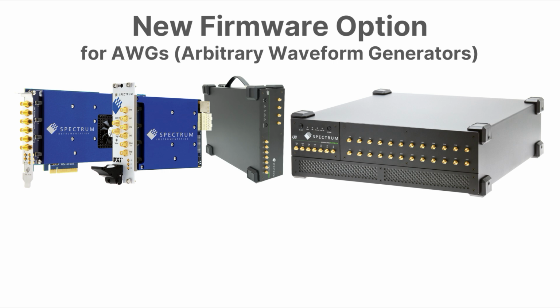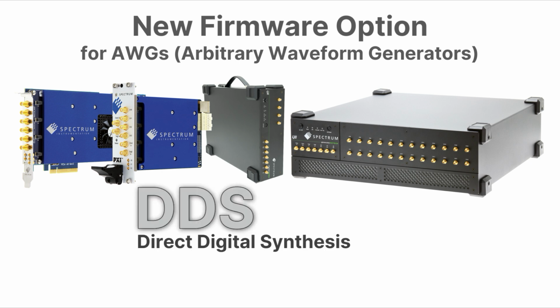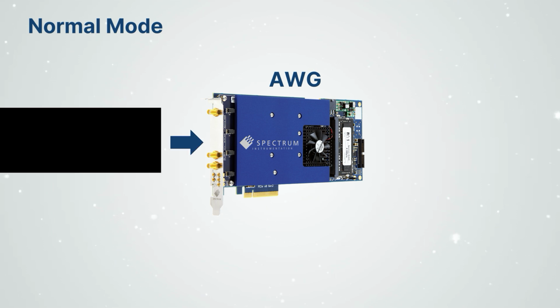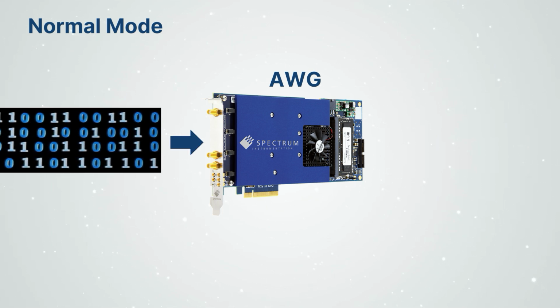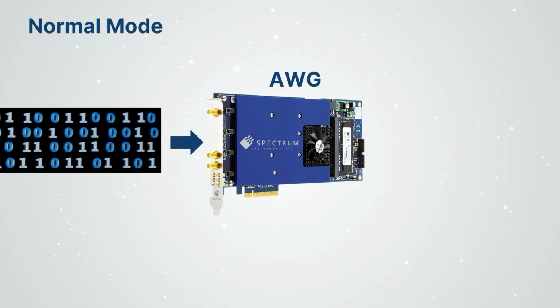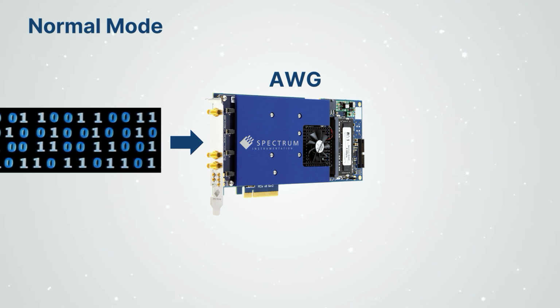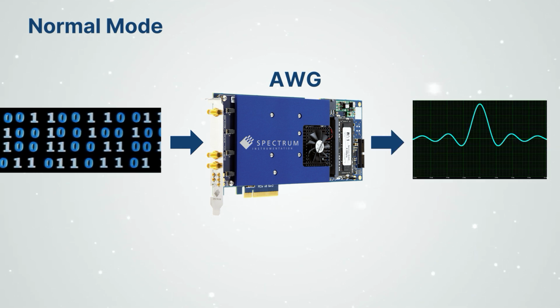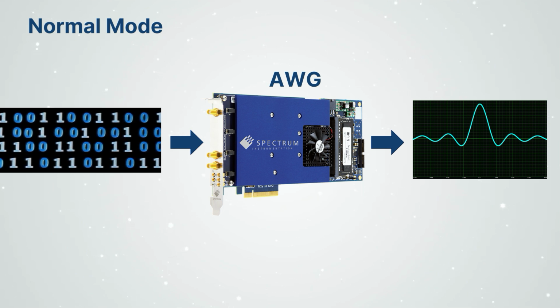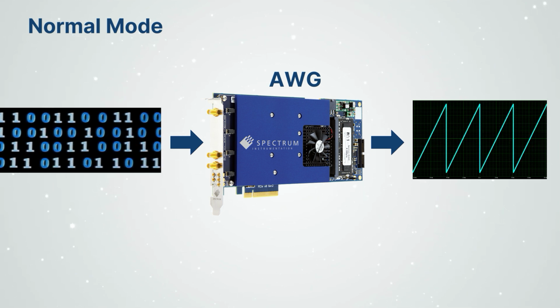Hello, in this video we discuss a new firmware option for our AWGs, Arbitrary Waveform Generators, the DDS mode, which is the short form for Direct Digital Synthesis. Normally, to get the desired waveform, you need to pre-calculate all the data in software and send it to the AWG, which then generates the analog waveform at the output. In this way, nearly every waveform is possible.